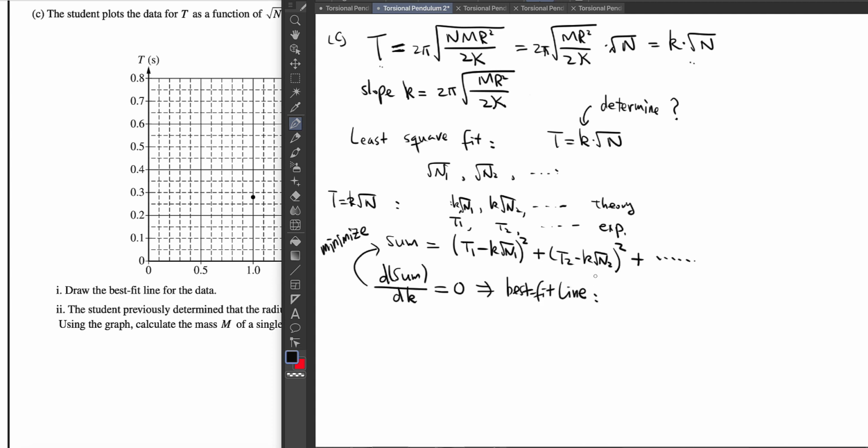The property of such a line will be it will try to go through as many points as possible. So why is that? Because if k square root n1 is exactly t1, the data that you measured in the experiment, then this difference will be 0. And 0 squared will be 0. So that's nothing smaller than 0, right? Because a square here will be either a positive number or 0. So 0 is the minimum value. So nothing is smaller than that.